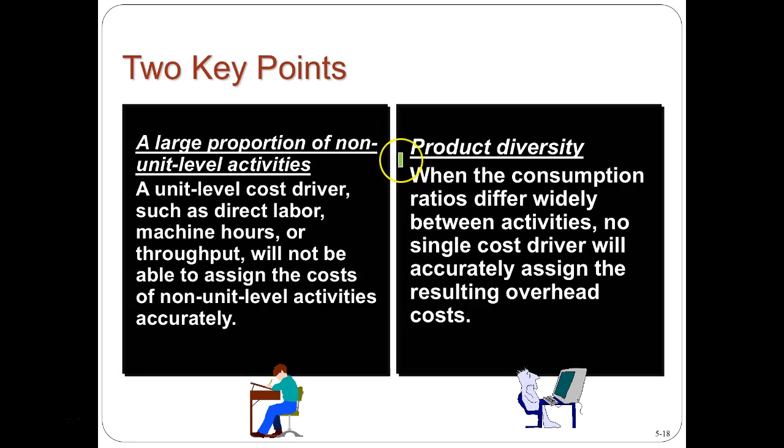All right, the other type of thing that can distort the traditional method is product diversity. When the consumption ratios differ widely between activities, no single cost driver will accurately assign the resulting overhead. So these are the two things that we're going to look for when we make the decision: do we really want to put in the extra cost in order to get this more accurate information to make decisions? Is the more accurate information going to benefit us enough to account for the added cost to acquire it? These are the things to consider when making that decision. And that is it for this one.